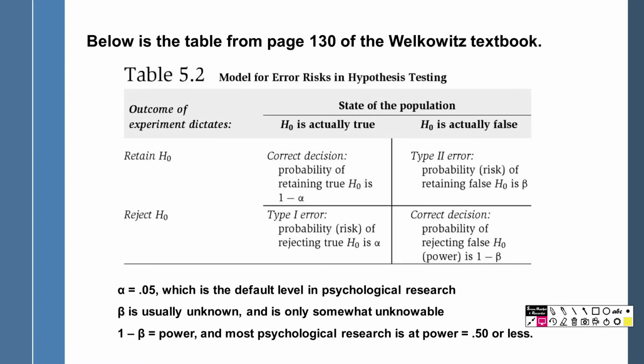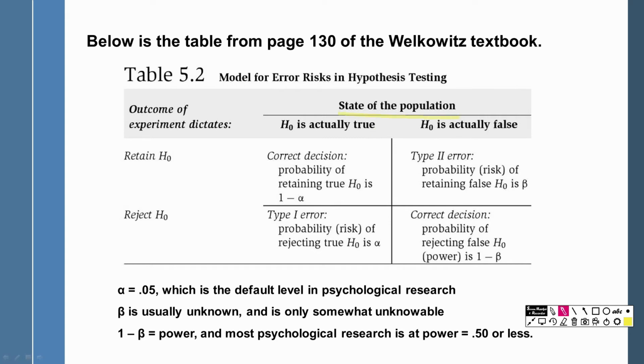Well, in order to figure out what this means, we need to look at a typical table of hypothesis testing, and every introductory stats textbook has a table something like this. This one is from the Welkowitz textbook, page 130. And so what we do is we line up our decisions with the true state of affairs. Of course, we never know what the true state is.